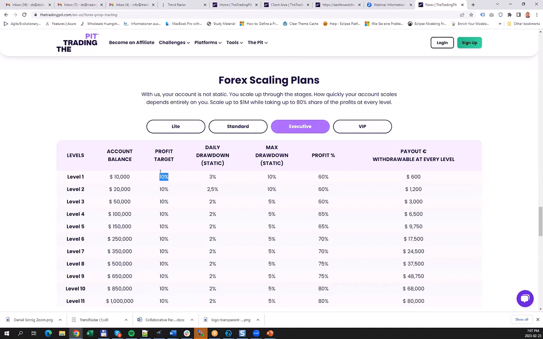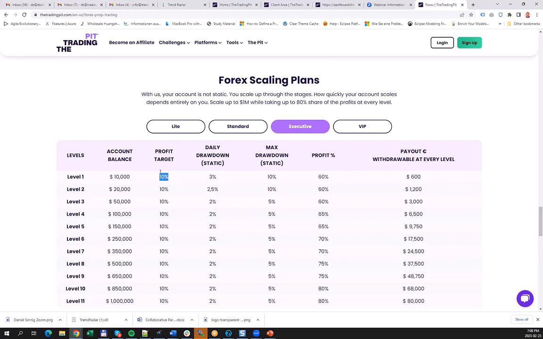And what's cool, and I really like this about the trading pit, is you can take as much time as you want to reach these 10%. Could be 1 week. It can be, I don't know, half a year. You take your time. You wait until market conditions are right for whatever trading style you're using to make these 10%. There is no time limit.